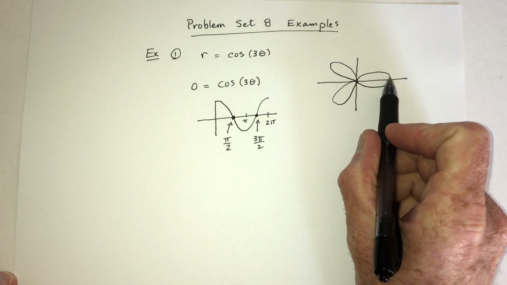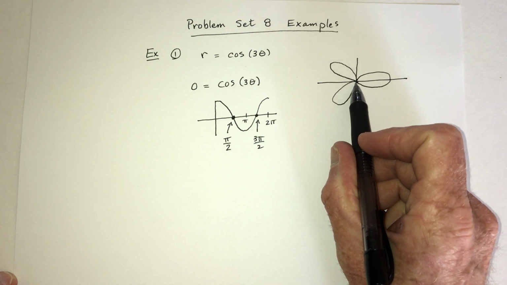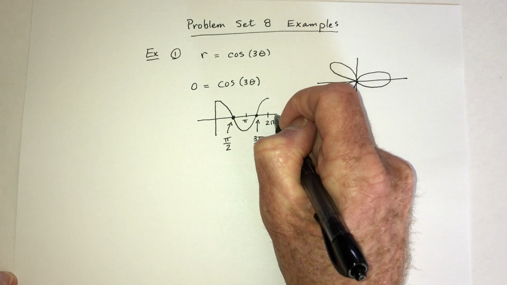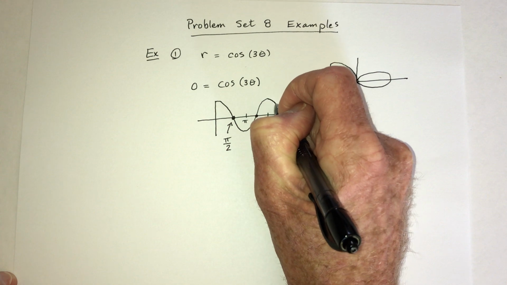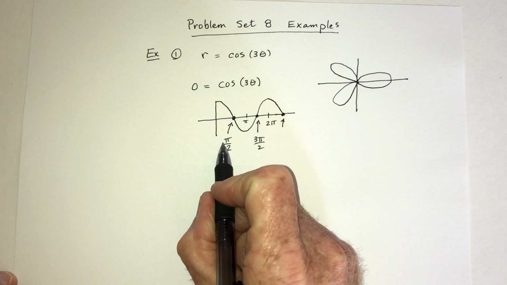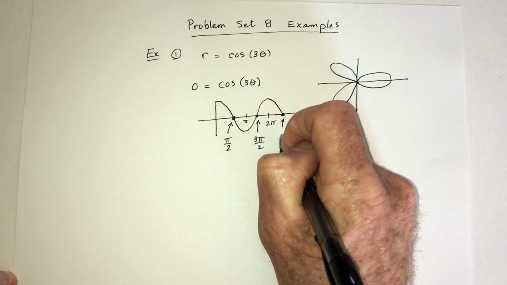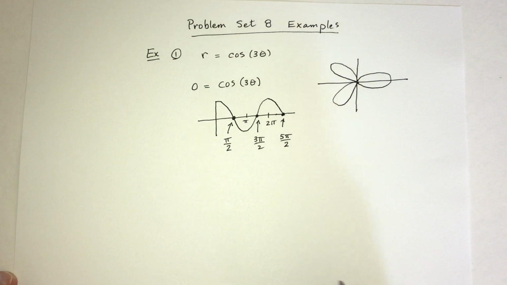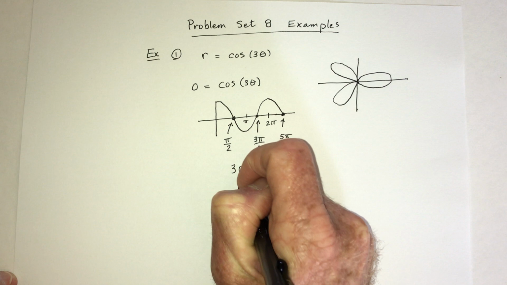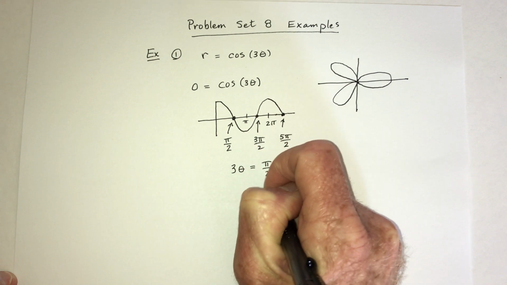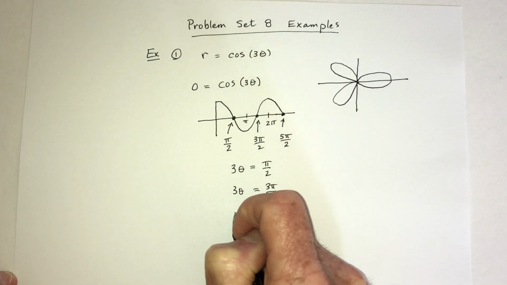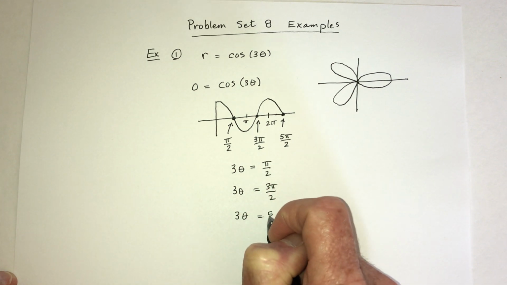Let's see, it started right here, and then it went something like this. So it went 1, 2, 3. It looks like I probably need 3 answers. So if you continue the graph out, there's going to be another answer right here. This is 1 pi over 2, 3 pi over 2, so the next one is 5 pi over 2. Now I need to set 3 theta equal to each one of these. So 3 theta equals pi over 2, 3 theta equals 3 pi over 2, and 3 theta equals 5 pi over 2.